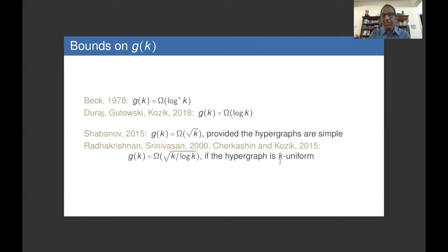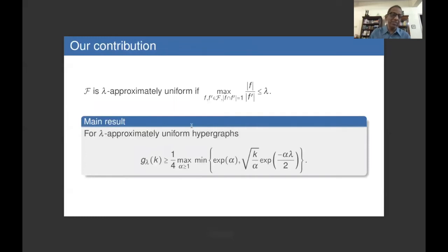But if we insist that all edges have size exactly K, then for such hypergraphs, G of K is at least square root K over log K. So better bounds can be obtained if we put some restrictions on hypergraphs. The focus of this work is whether these restrictions can be relaxed somewhat. So this motivates our definition.